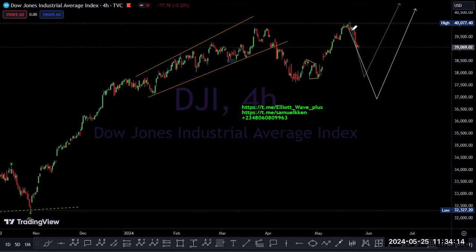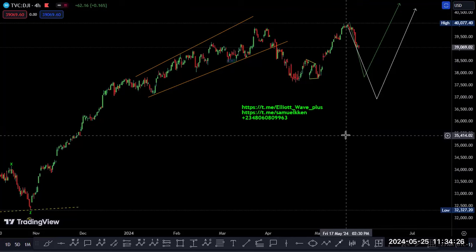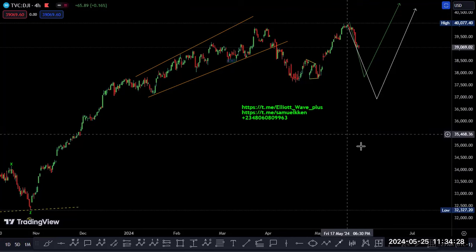If the price drops as a running flat, I'll go to 1 hour and 15 minutes to know if I'll have a buy setup. If not, I'll wait for it to come down to this zone. Okay, so I think that's where I will call it a day.